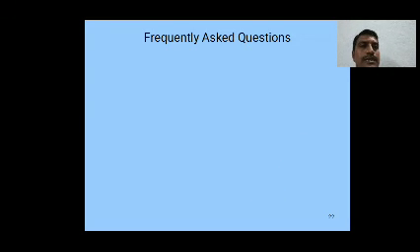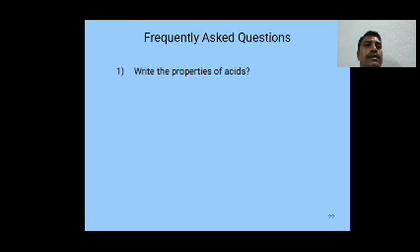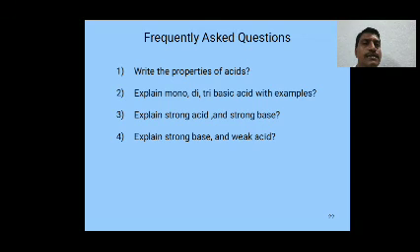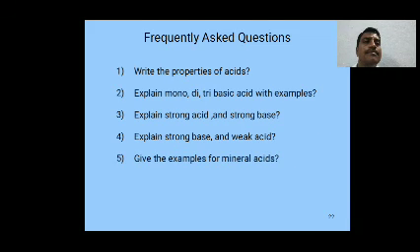Frequently asked questions. Write the properties of acids. Explain mono, di, and tribasic acids with examples. Explain strong acid and strong base. Explain strong base and weak acid. Give examples for mineral acids. Give examples for organic acids.